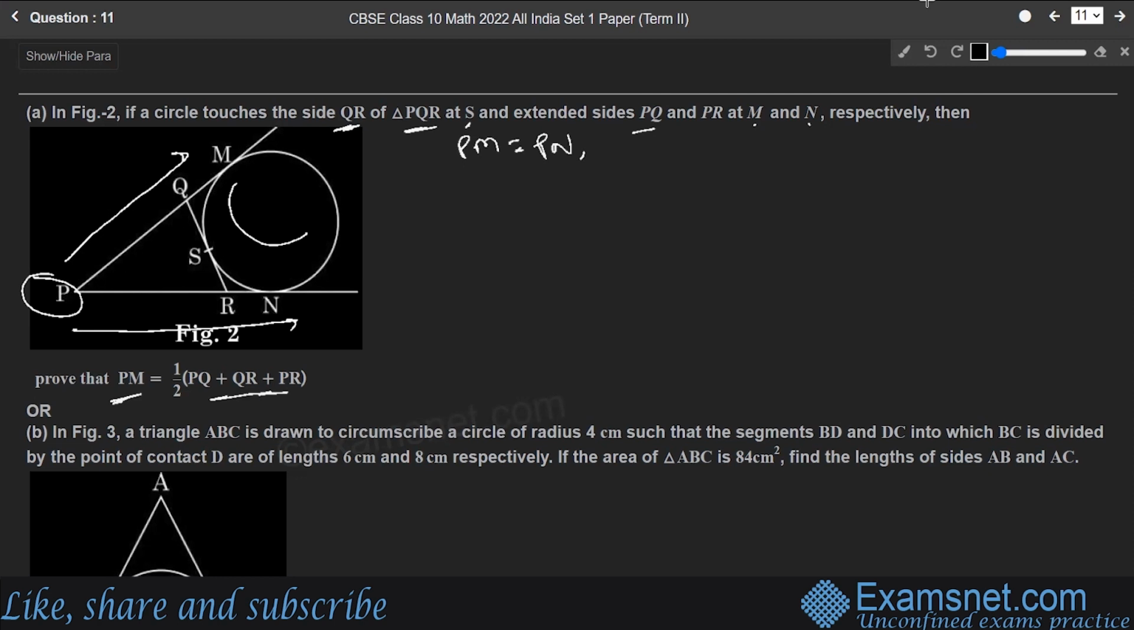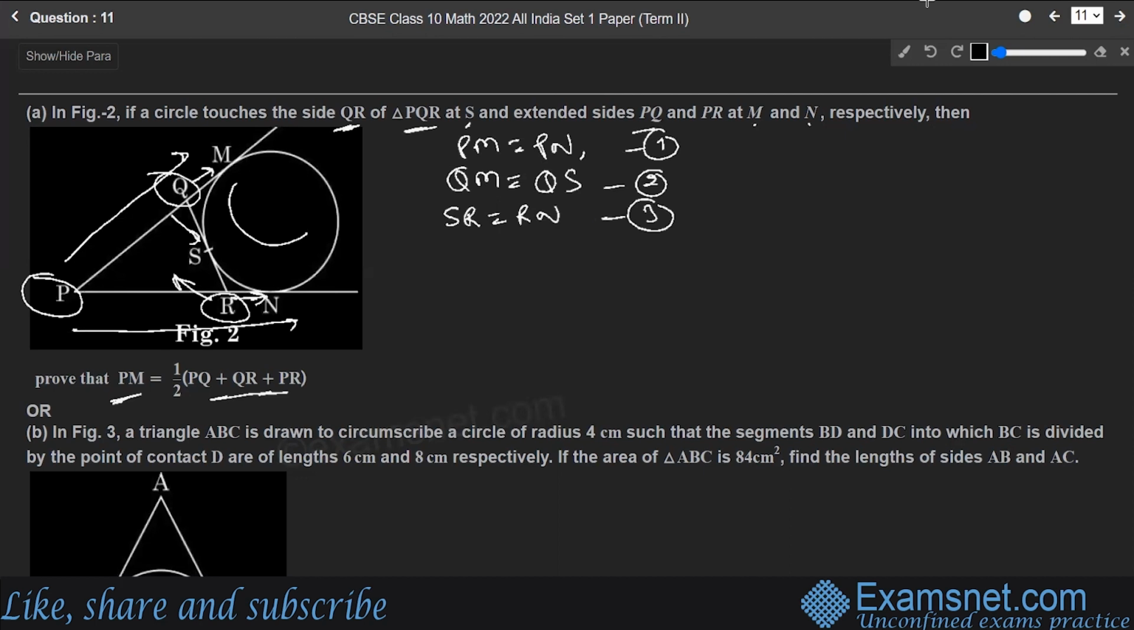Similarly, if you see it closely, tangents are also drawn to the circle as QM and QS from the same point Q. So QM is also equal to QS because of the same theorem. Now, again, there is a common point R from which two tangents have been drawn, SR and RN. So they also have to be equal, SR equal to RN. Because of the same theorem, three equations have been obtained. Let us write this as first equation, this as second, and this as third.